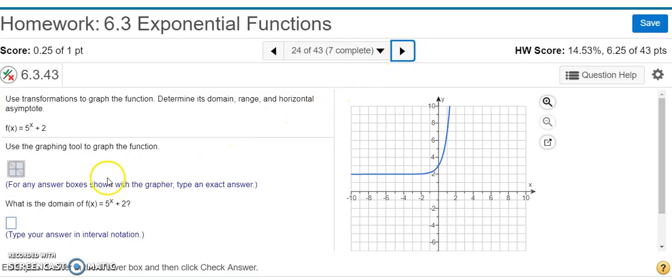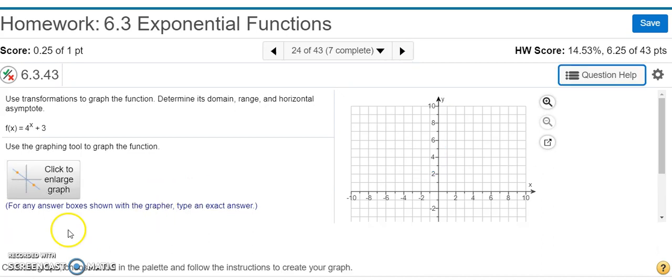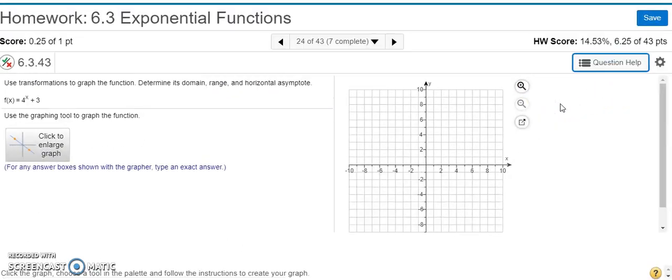Number 24, it looks like I will be doing this one, so hang on one second. Okay, so now I have a fresh problem for number 24, so I'll take you through how to do this one. Let me make it a little bit smaller so it fits.